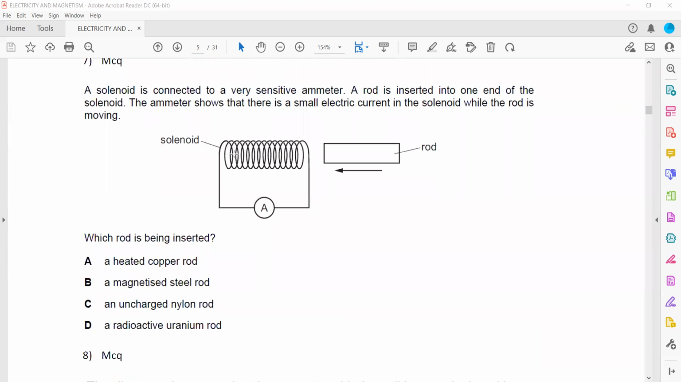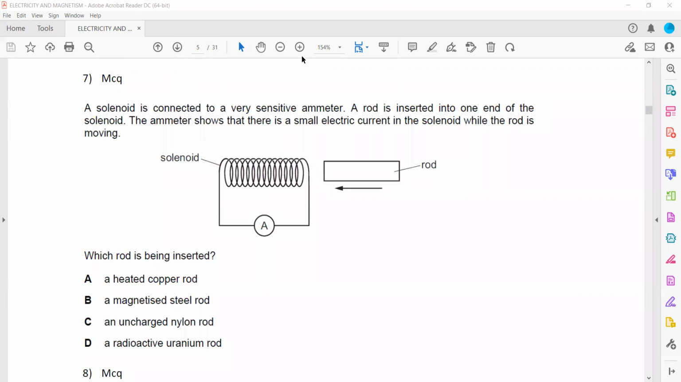Question 7, a solenoid is connected to a sensitive ammeter. The rod is inserted. So what is this rod? Basically we use a magnet, because when we move the magnet towards, or it can be done the other way around, if you move the magnet towards or away, there will be a change in the magnetic field, and due to the change in magnetic field, it will induce or produce EMF. So what is this rod? This should be a permanent magnet or magnetized steel rod, because with other material, there will not be a change in magnetic field to induce EMF.